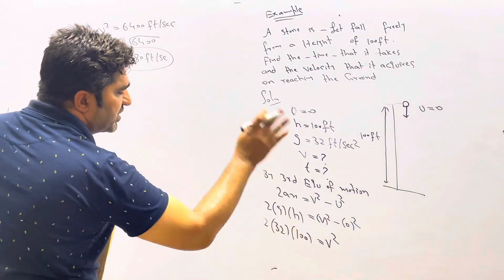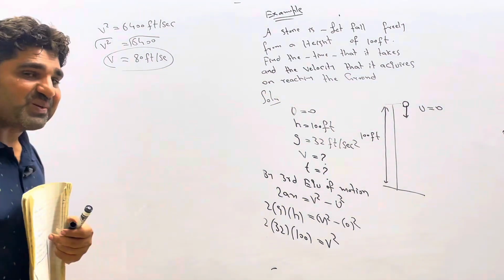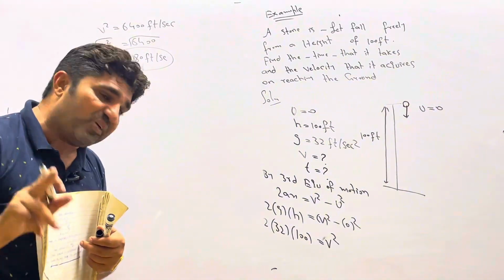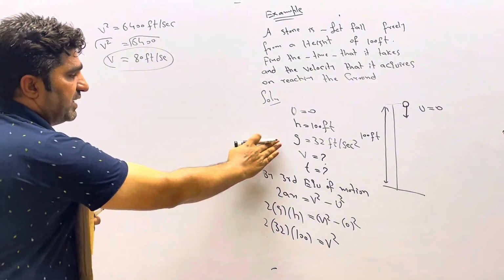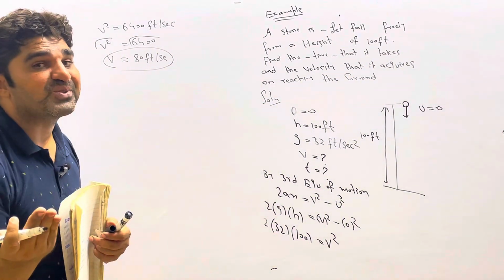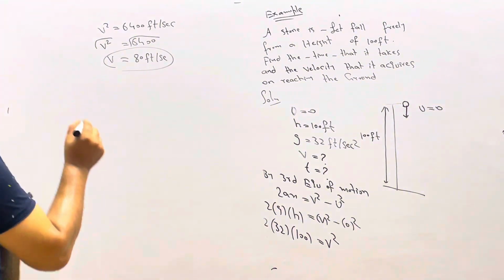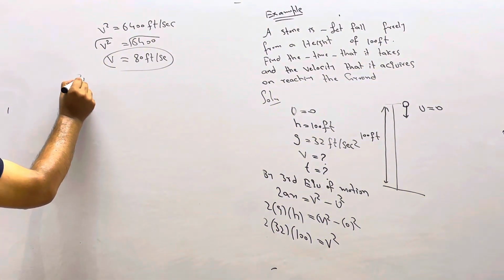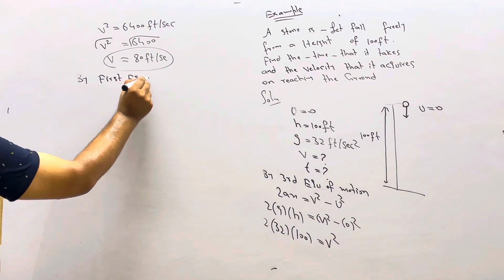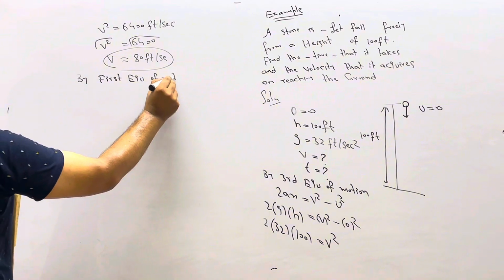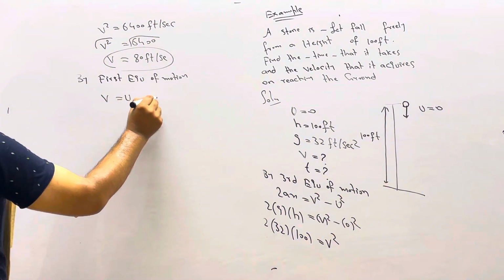Now I want to find the time. Keep in mind that when you want to find the time, you have the initial velocity, you now have the final velocity, and we have the acceleration. We can use the first equation of motion, very simple. You know what the first equation of motion is? V is equal to u plus at.